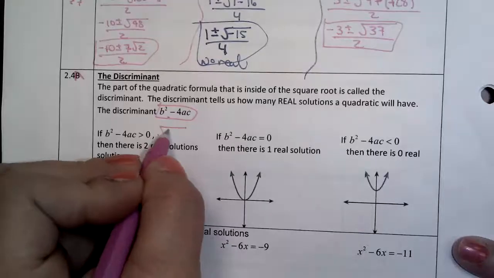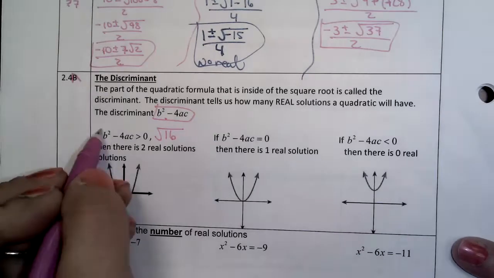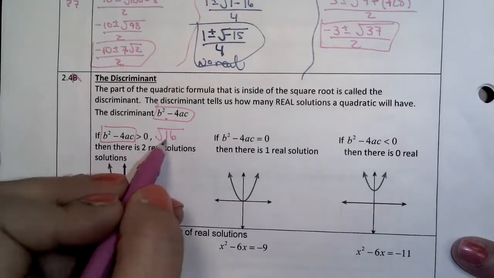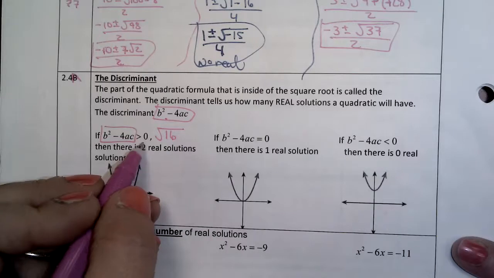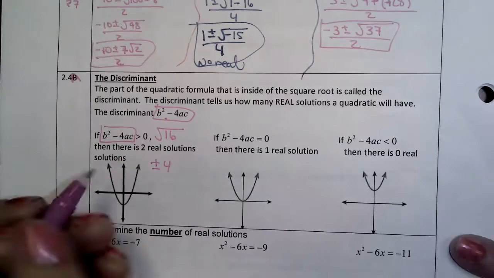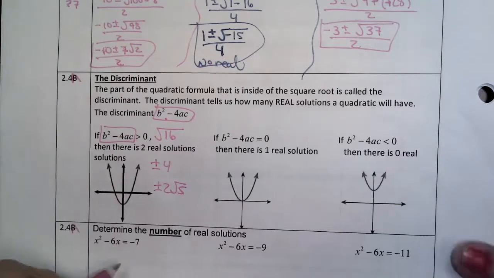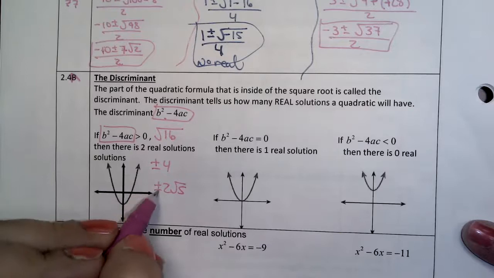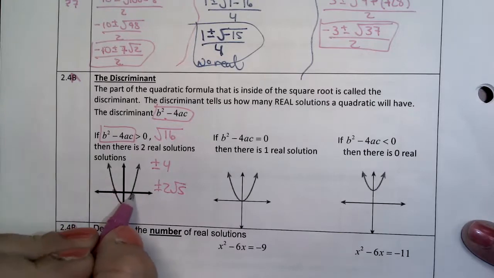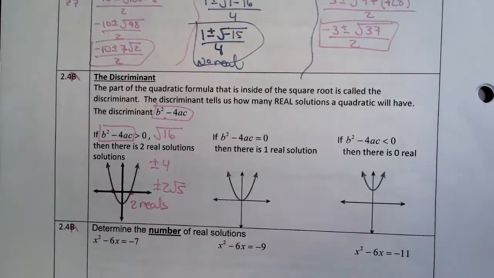So if I take the square root of a positive number like 16, in other words, whatever's under that radical is a positive number or greater than 0, I'm going to get plus or minus some number. Whether it's a 4 or whether it's plus or minus 2 square roots of 5, it doesn't matter. I get both a positive and a negative. So I get 2 reals or 2 real solutions.